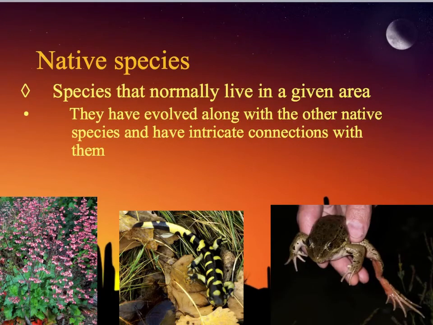All right, the first type of species, the native species, are those that normally live in a given area. In the Northwest, we define native species as those that were here when Lewis and Clark first arrived. They have evolved because they've been here longer, along with other native species, and have these intricate connections with them.